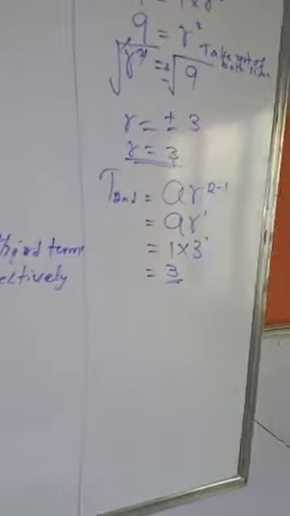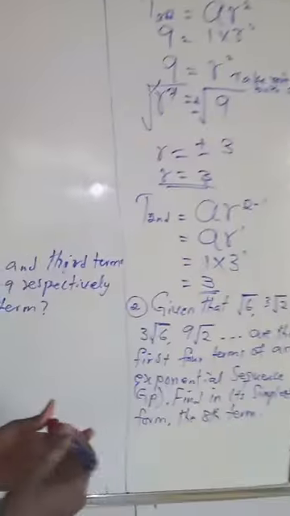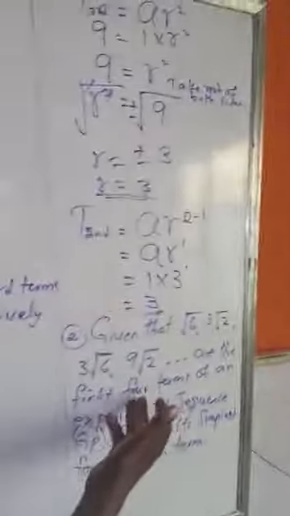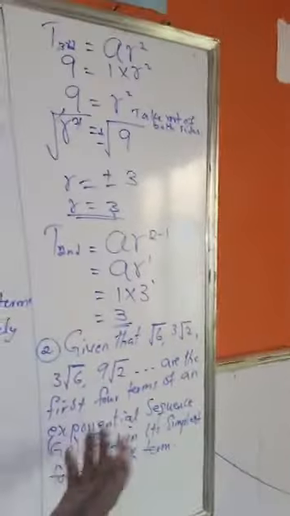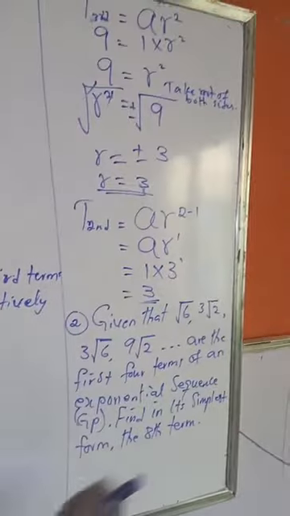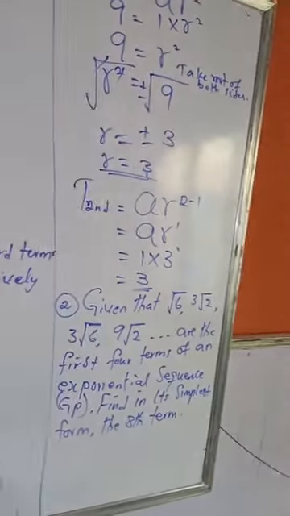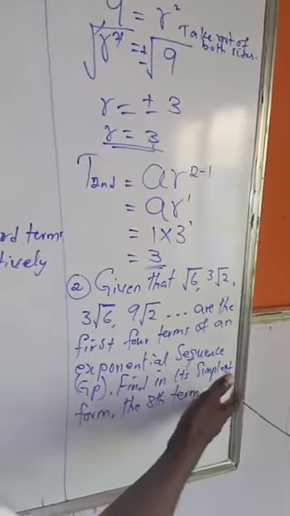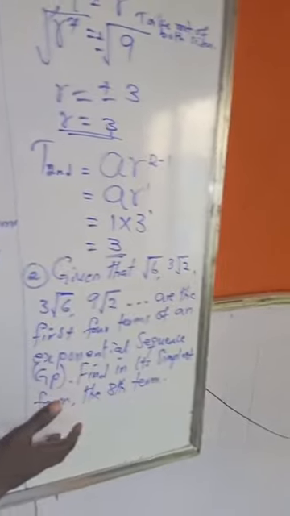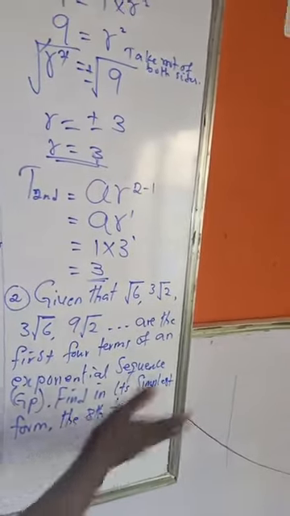So let's still have more examples. This question is also an exam question and very interesting. Given that this sequence root 6, 3 root 2, 3 root 6, 9 root 2 and the likes are the first 4 terms of an exponential sequence. When I say exponential sequence, I told you that sometimes they may call it exponential, they may call it geometric. So find, in its simplest form, the 80th term.